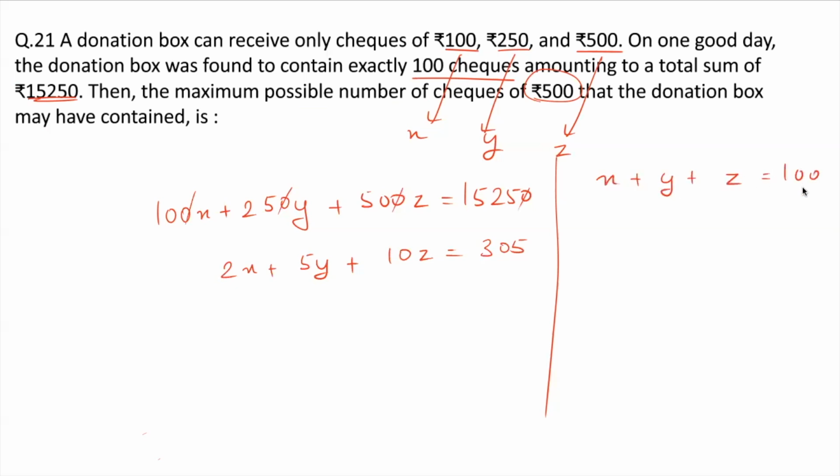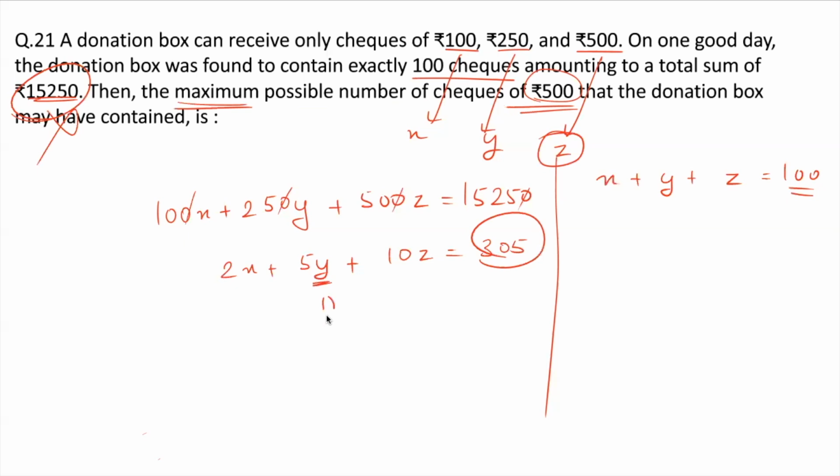But now the total value should be 305, and not the big number 15250. So we ignore the big number now. So 2x plus 5y plus 10z is 305. We want to maximize the number of 500 rupee checks, or we want to maximize the value of z, right? So let's start by minimizing the value of y here.